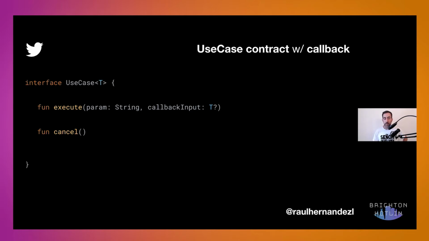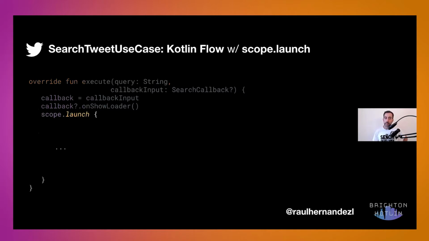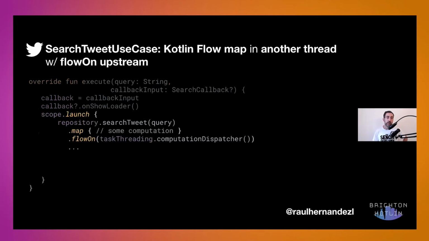that's a string, and the callback. And then the cancellation method, if I want to cancel the scope. The execute method is going to start the callback initially, so showing the loader, the indicator, and then starting the scope with the launch. The repository is going to search for this query of interest, and then I'll map any operation if I want to do any particular computation that the business logic requires.